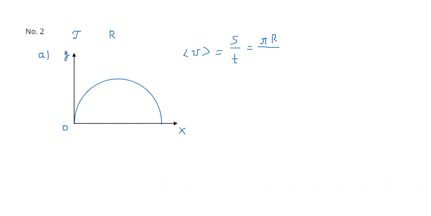The time must be X. I mean, X must be R. It cannot be R because R is radius, but we need time. We need time in this situation.